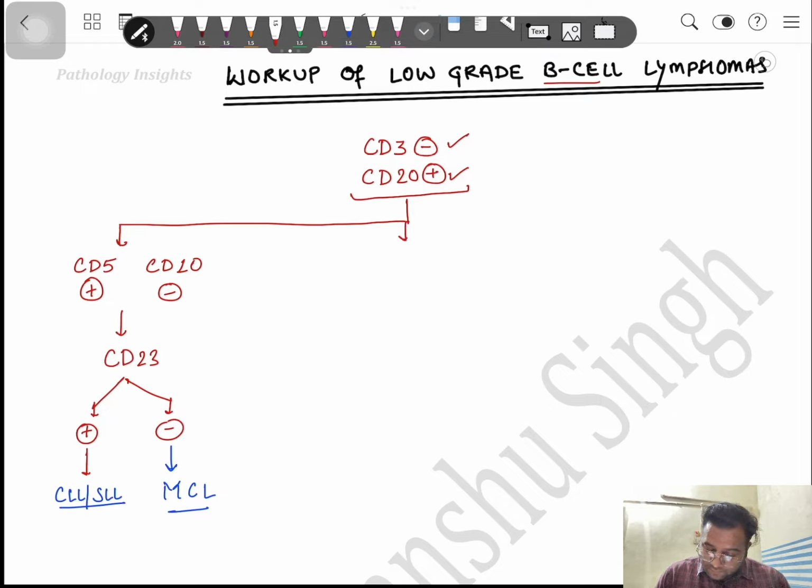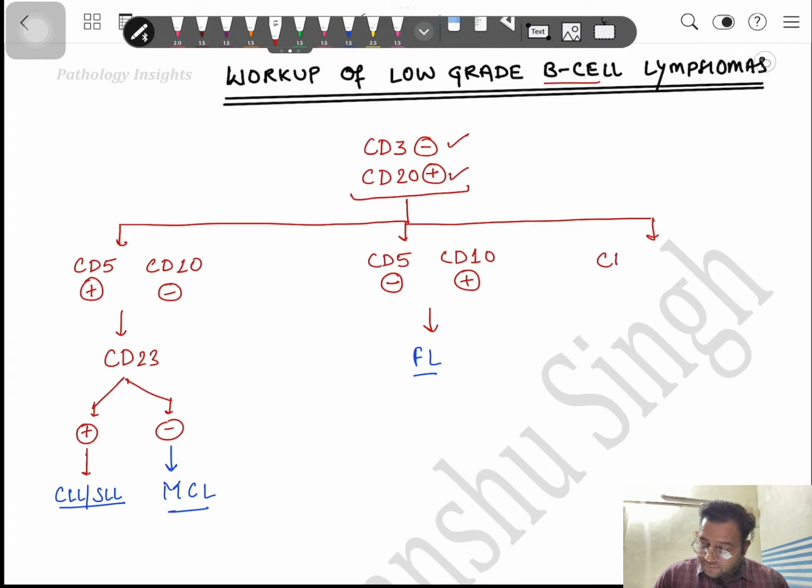Next option we have CD5, CD10. CD5 is negative, CD10 is positive. So what is the possibility? Only one possibility is here, that is FL, follicular lymphoma. Simple and easy to learn, follicular lymphoma.